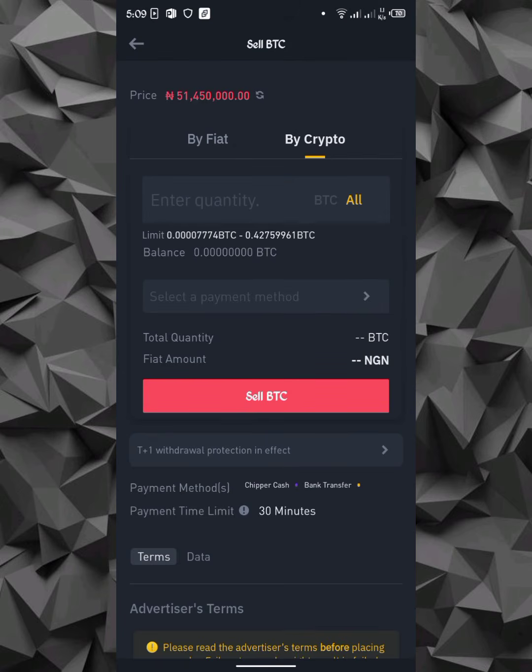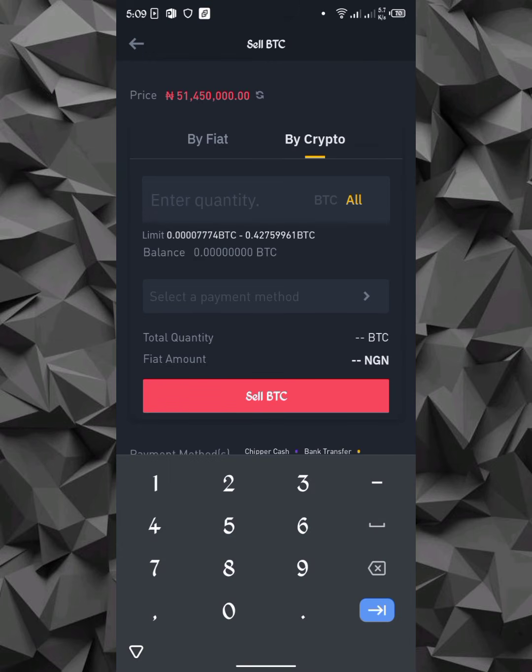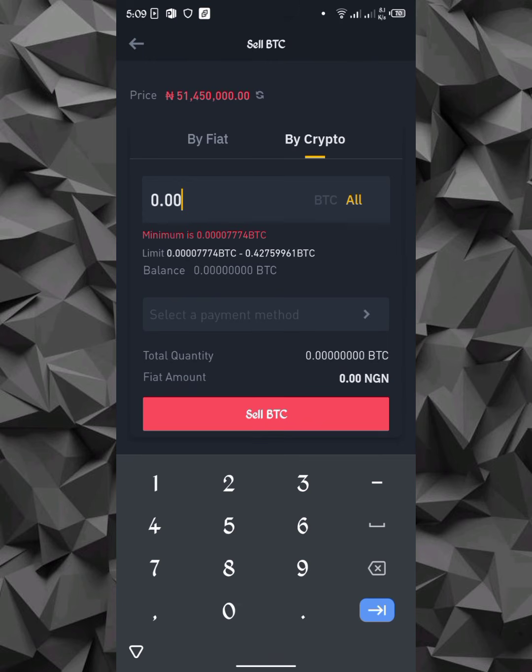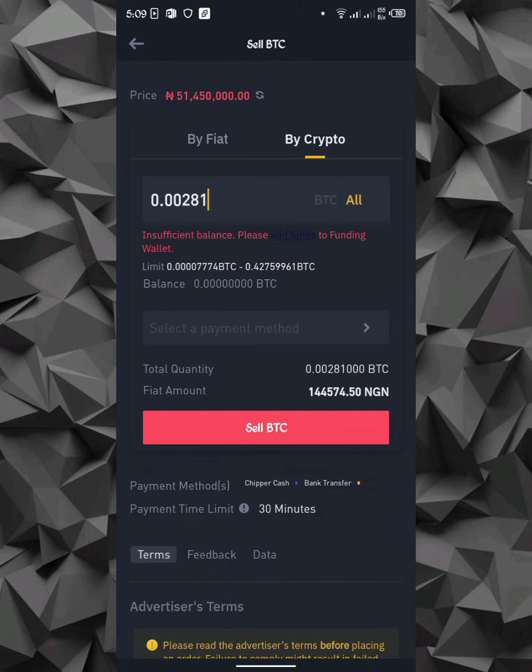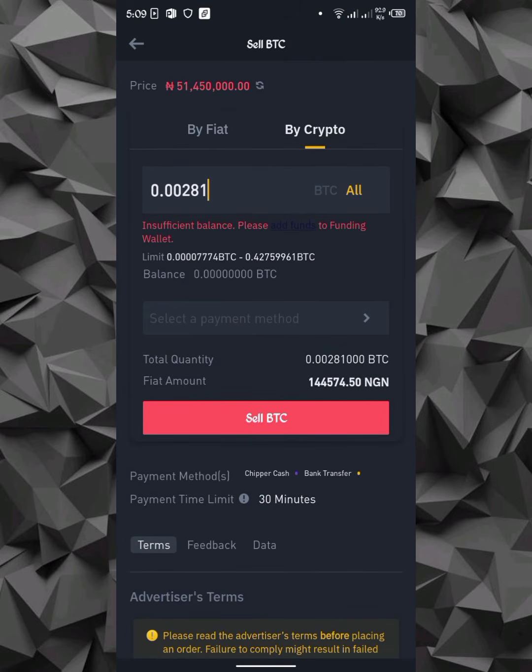Okay, now we're going to be putting the amount of BTC. If you remember, once you jot it down, if you check where you jot it down, it's about 0.00281 BTC. And you guys can see we're going to be getting 144,574 naira on this. So we're already making about 40,000 naira profit on this particular process. Okay, and if you are dealing with someone abroad, this is the amount you are getting in naira.